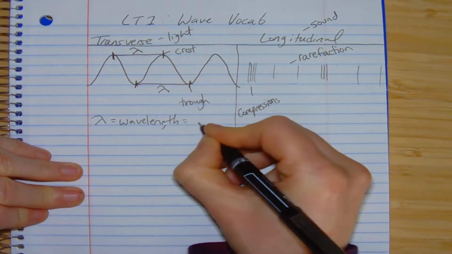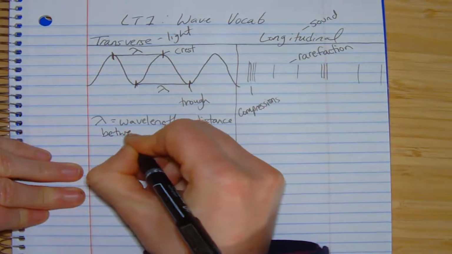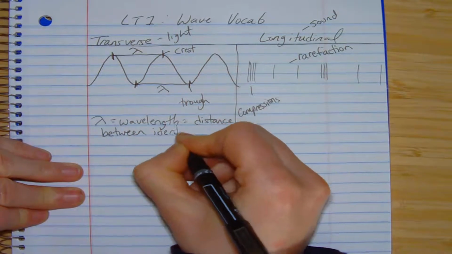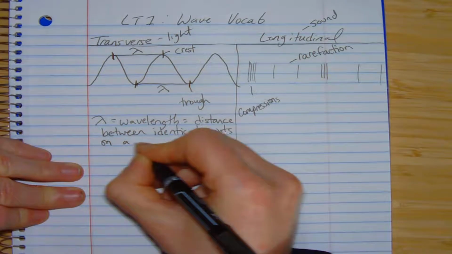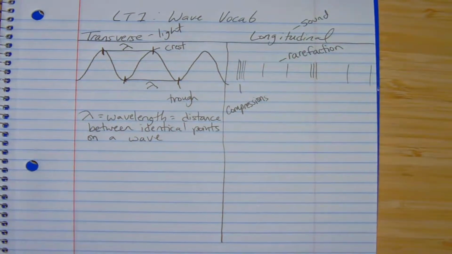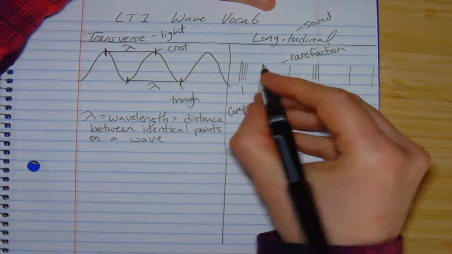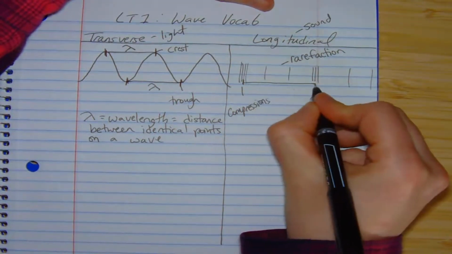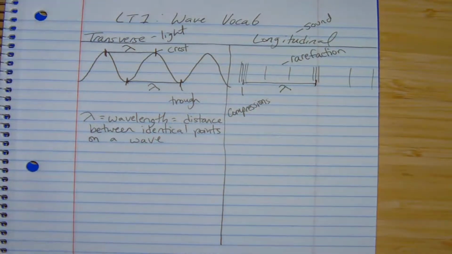And again, it's the distance between identical points on a wave. You'll want to be sure that you're using the gizmo in this unit, and so we have chances to use the ruler on there to measure crest to crest or trough to trough, or the middle of one compression to the middle of the next compression, for example. Okay, identical points on a wave is the wavelength.